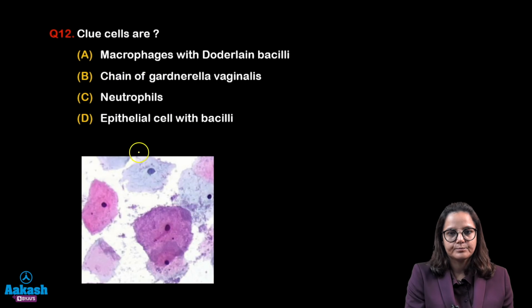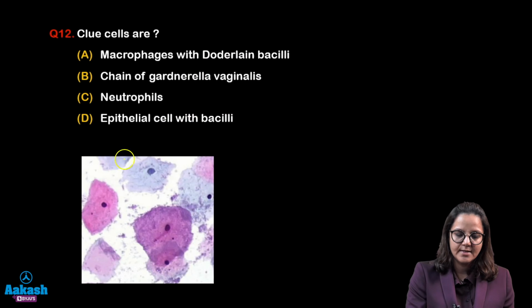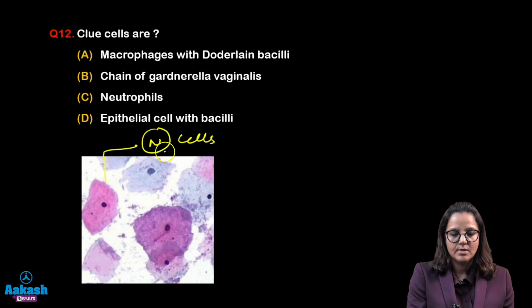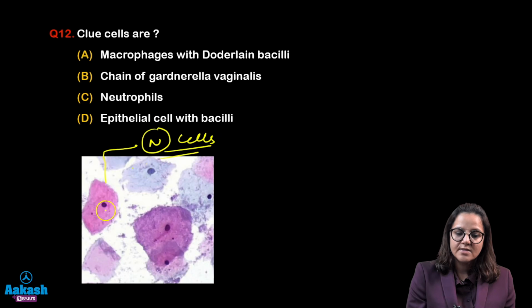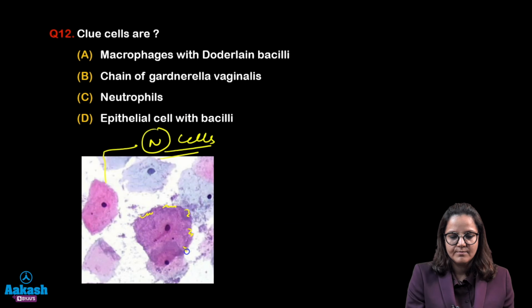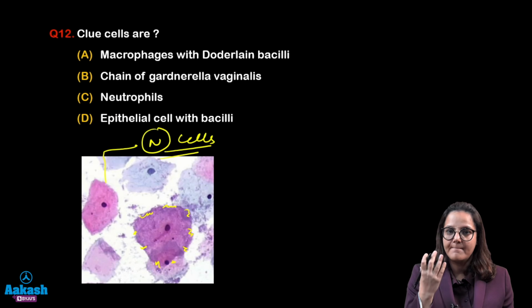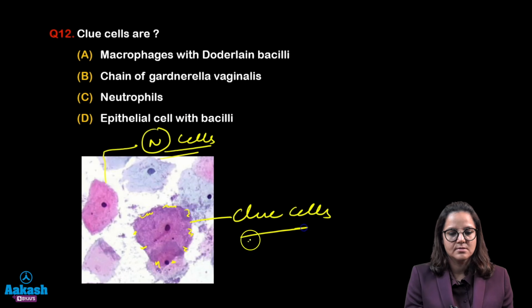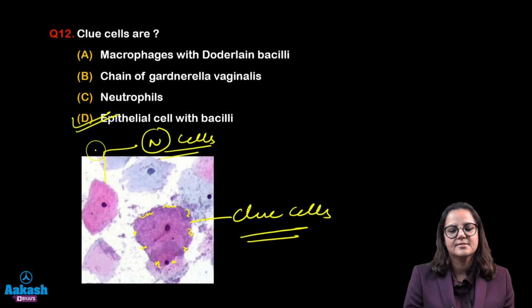What are clue cells? Okay. So clue cells are basically, now this is how a normal cell looks like. This is the epithelium of the vagina. So this is the normal cell. These are the normal vaginal cells. Now, what is the difference between this and this? We can see that the surface over here is fluffy. Why is the epithelial surface fluffy over here? Because the membrane has been covered with the bacteria. This bacteria makes the membrane of the epithelial cells fluffy, and this is known as clue cells. So what are clue cells? They are epithelial cells with bacilli.